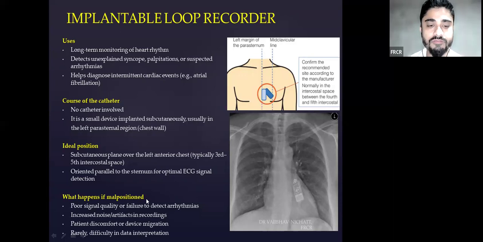What happens if it is malpositioned? There will be poor signal quality and failure to detect arrhythmias. There will be increased noise or artifacts in the readings. The patient might suffer from discomfort or device migration, and rarely difficulty in data interpretation.